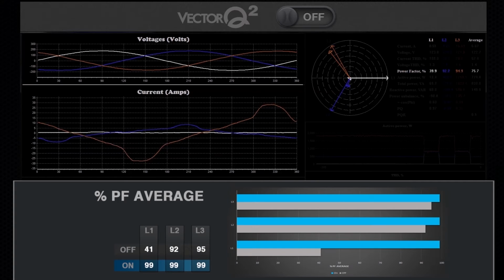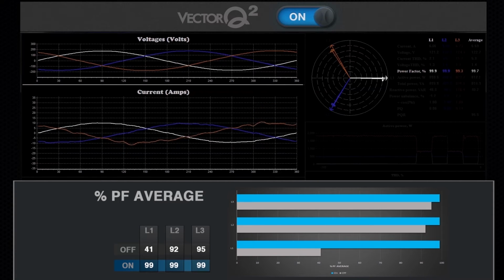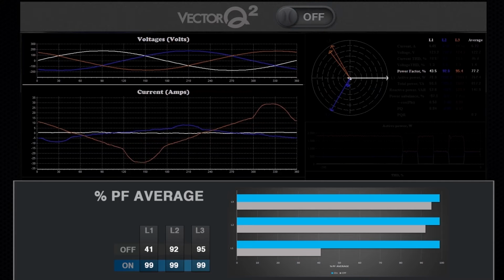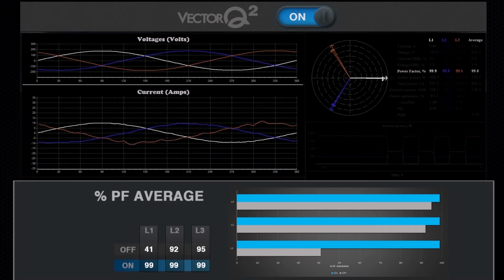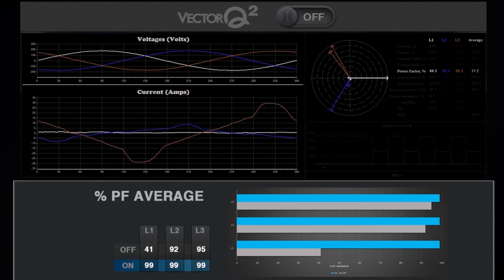The average power factor on all 3 phases is increased and maintained near unity. The first phase, with just the lighting, experienced the largest increase from 0.41 to 0.99. With the Vector Q2 turned on, this server rack is operating at optimum efficiency.